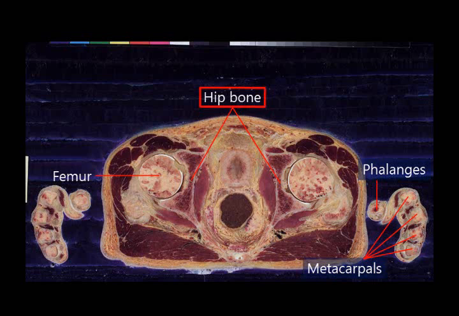The hip bones on both sides look like cylinders. The hip bone meets the femur at the buttocks joint. The reason why the insides of the bones look red is because of the bone marrow, which produces blood cells.